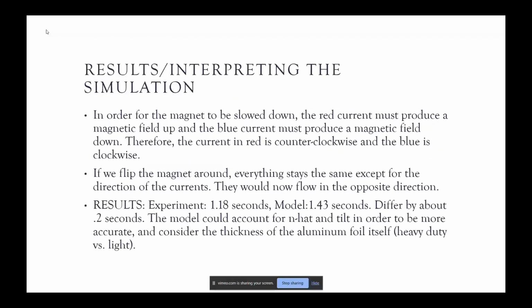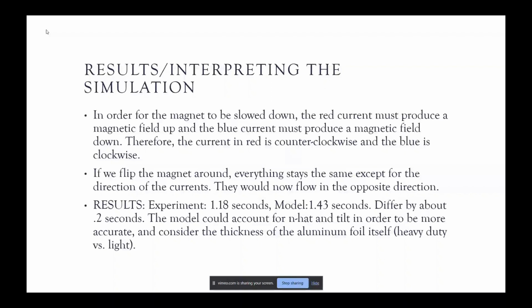This section covers the results and the interpretation of the simulation. In order for the magnet to be slowed down, the red current must produce a magnetic field up, and the blue current must produce a magnetic field down. Therefore, the current in red is counterclockwise and the blue is clockwise. If we flip the magnet around, everything stays the same except for the direction of the currents. They would now flow in the opposite direction.